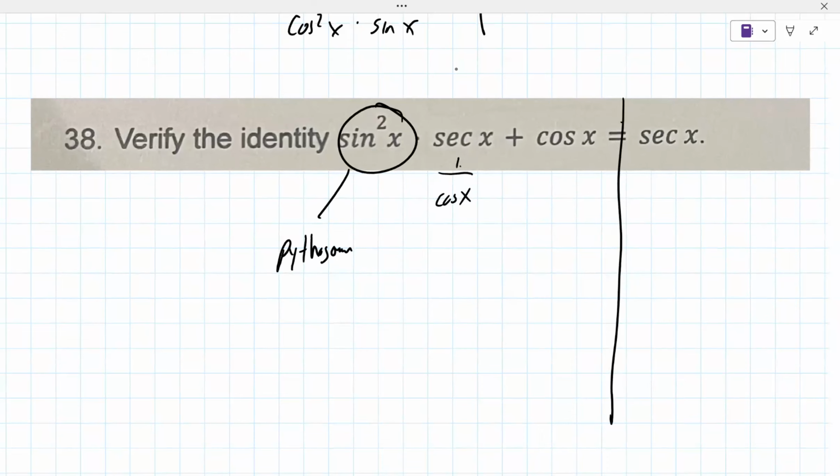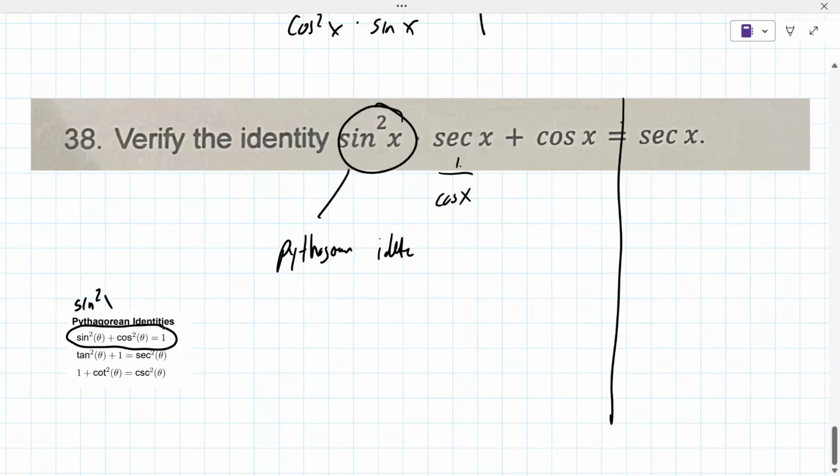Do you know what I mean by those? So there's three of them. There's 3 Pythagorean identities. Let me snip those in. Okay, these are the Pythagorean identities. Do those look familiar to you? Yeah. All right. So we're going to solve the first one for sine squared theta or sine squared x. You can always switch the letter.